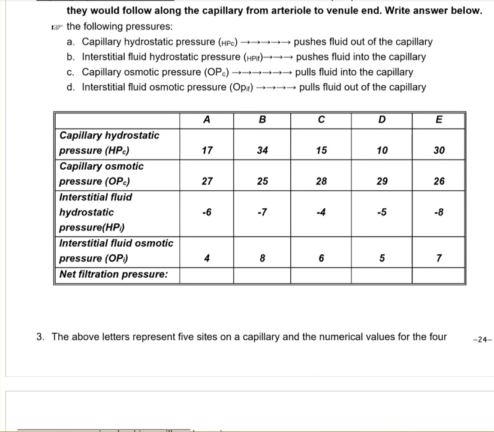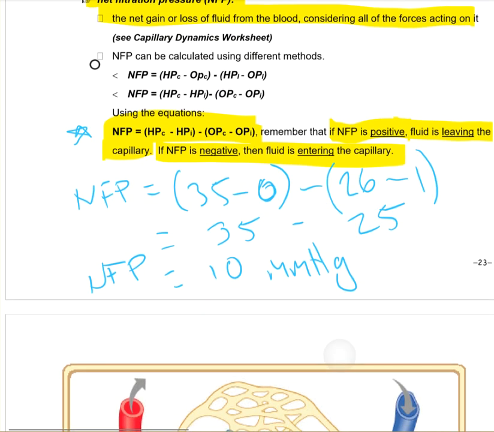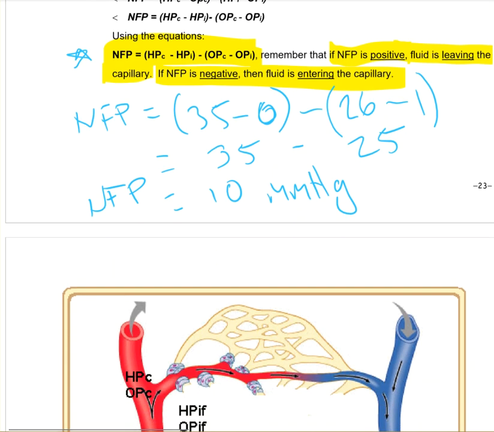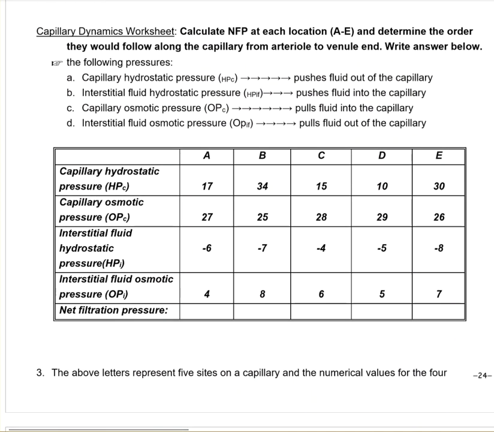So here are our four things, right? And we want to figure out net filtration pressure. So we want to use the equation we just learned right there in yellow. And we want to do all the equations. So what I'm going to do is pause for a couple seconds here. But what I want you to do is pause the video, get out a pencil and a piece of paper, and calculate the net filtration pressure for A, B, C, D, and E. Okay?